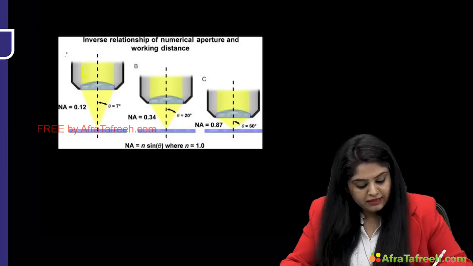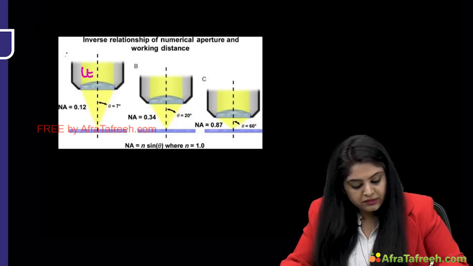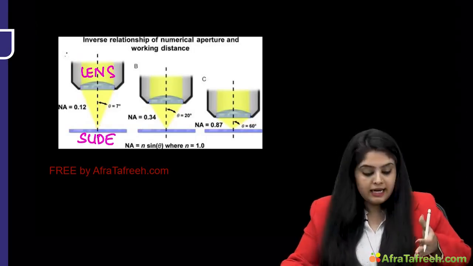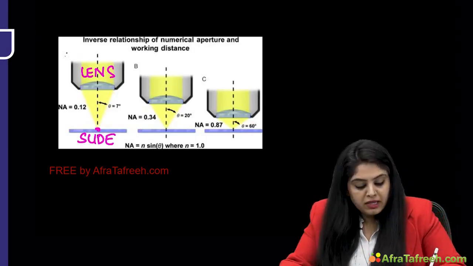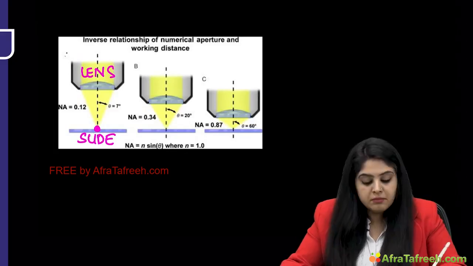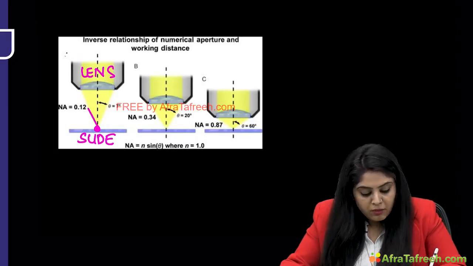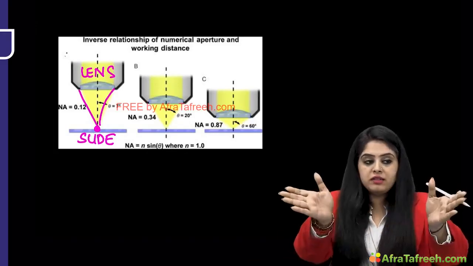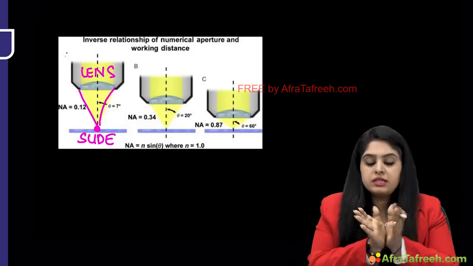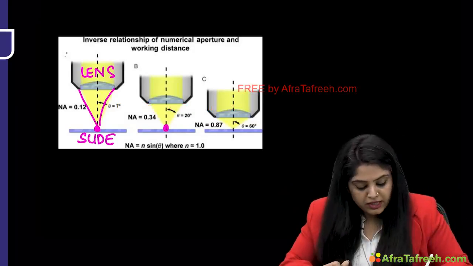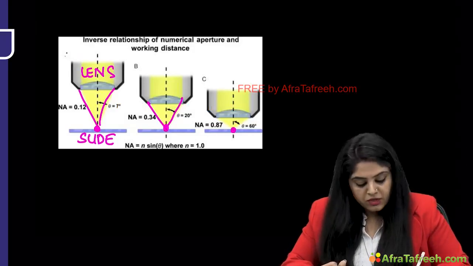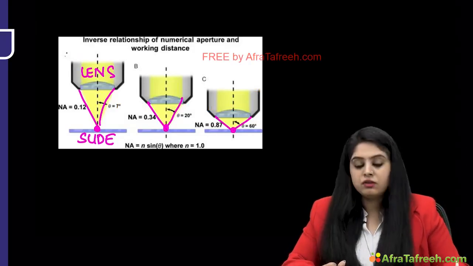So this is a lens. Let me orient all of you. This is a lens, this is your slide or specimen, and light is coming. Numerical aperture is how much light is getting in. Light is not going to make a full angle. What angle is the lens making with the object? So over here, if this is the object, I can see light is making this kind of an angle, and on this side, another angle.